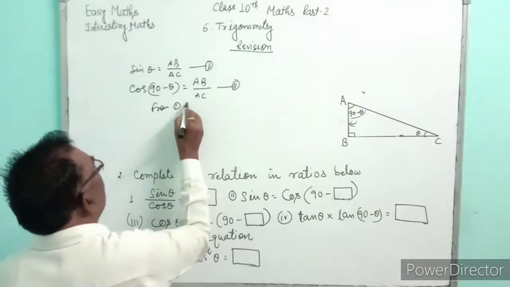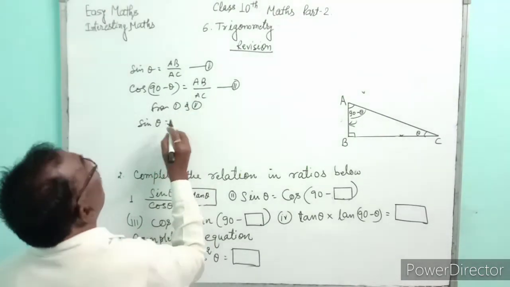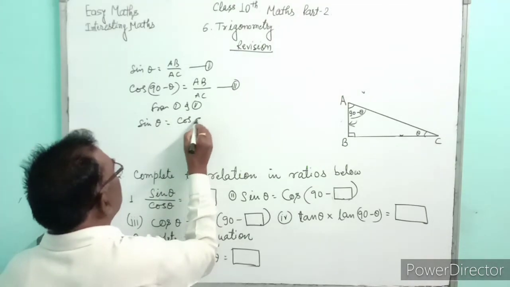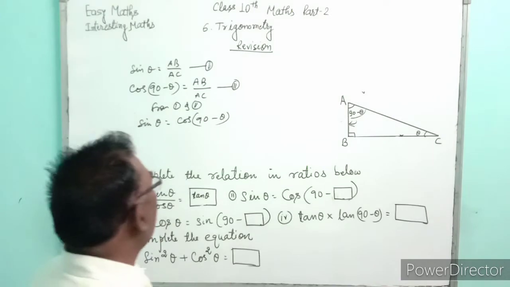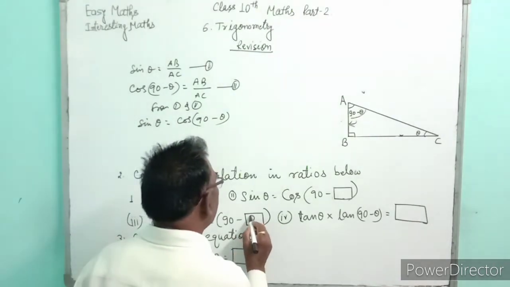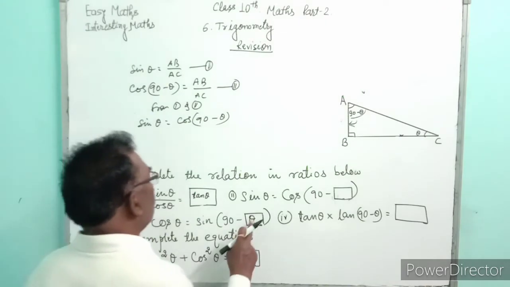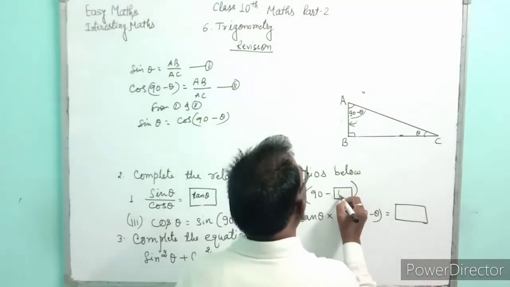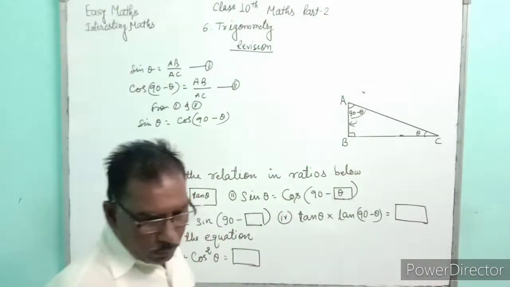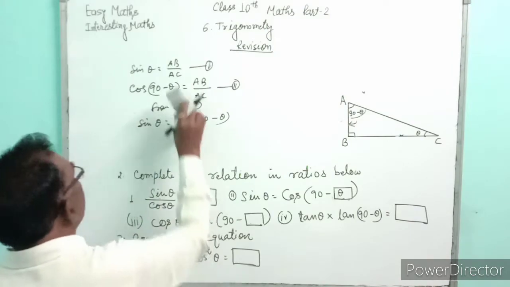From 1 and 2, sin theta is equal to cos 90 minus theta. So we will write here theta. Therefore sin theta is equal to cos 90 minus theta. Okay. Let us see third number.